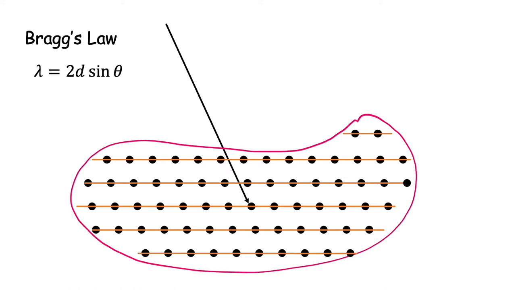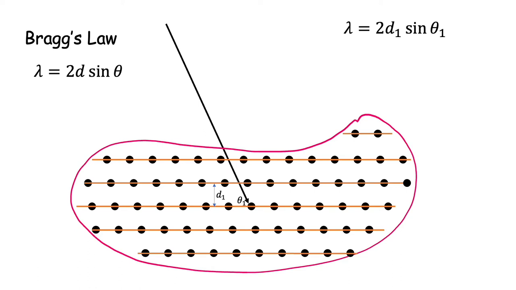For this plane, the spacing d is equal to d1, as shown here, and the angle of incidence of the beam with the plane is theta 1. So we have to check whether this interplanar spacing d1 and this angle theta 1 satisfy Bragg's law, lambda is equal to 2d sine theta. So we have to check whether lambda is equal to 2d1 sine theta 1.